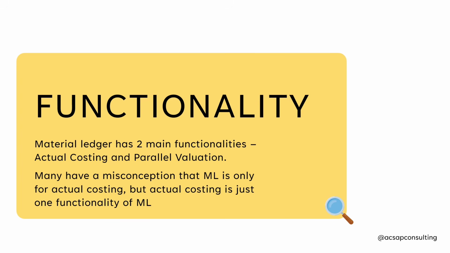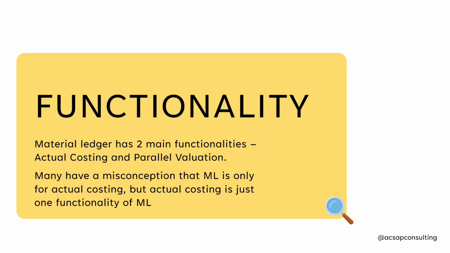But over the years, material ledger as a functionality offered by SAP has changed a lot. And when it comes to S4HANA, actual costing is just a functionality offered by material ledger, but material ledger is itself not actual costing. As we said, material ledger has two functionalities, actual costing and parallel valuation. We will address these in detail in the subsequent videos, but for now, these are the two functionalities that are offered by material ledger.